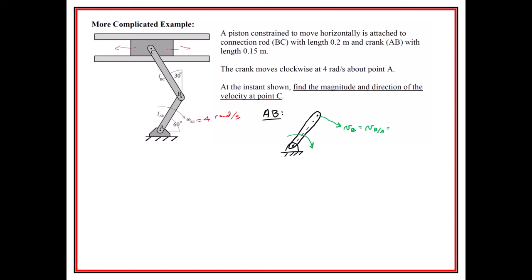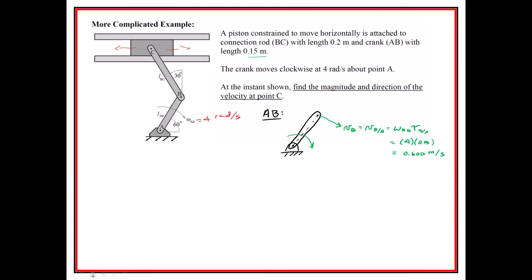And we could just, from observation, say that's going to be omega AB and R B with respect to A, which is the same thing as the length LAB right up there. So all we're saying is it's going to be 4 radians per second times the length of this, which is 0.15. So that's going to be equal to 0.600 meters per second, just putting on some sig figs there.